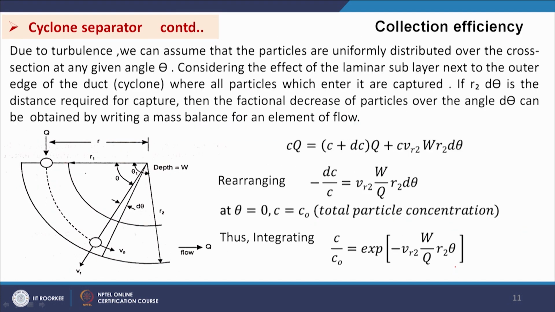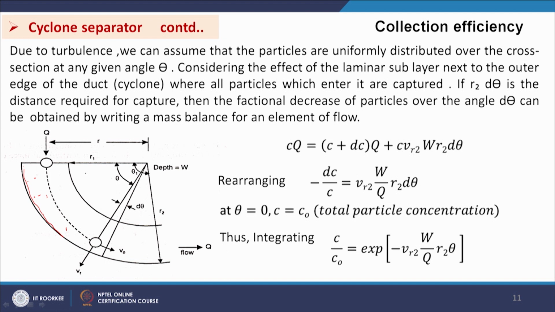Now, we will see the collection efficiency. Due to turbulence, we can assume that the particles are uniformly distributed over the cross section at any given angle theta. So, within this angle we are assuming the particles are almost uniformly distributed, and considering the effect of the laminar sublayer next to the outer layer. See, this is our outer layer. So, here will be a laminar sublayer which is very attached to it.